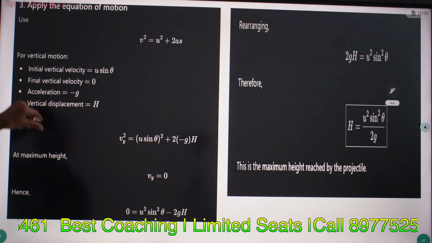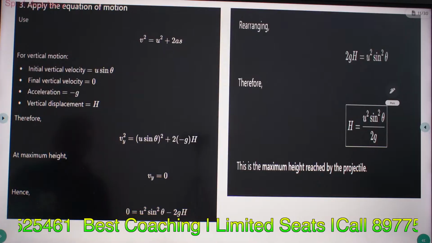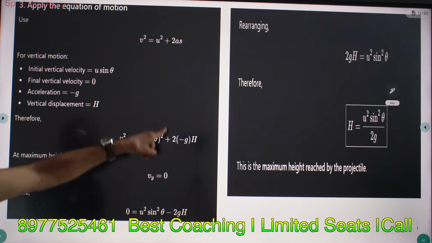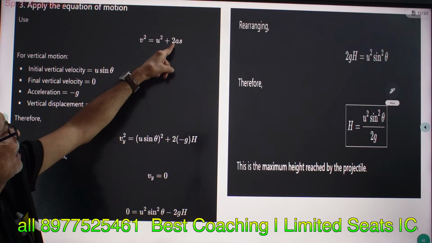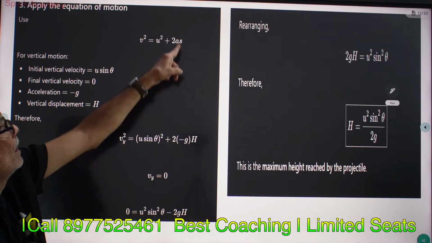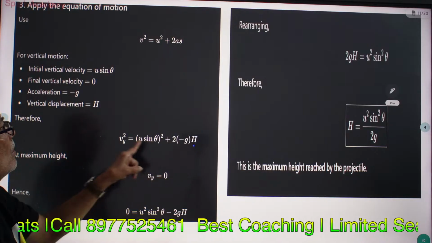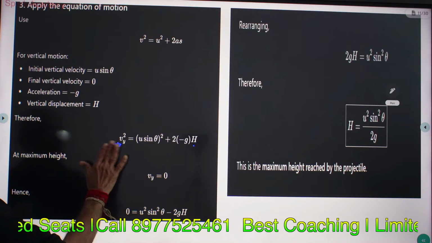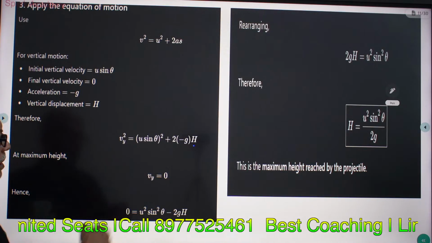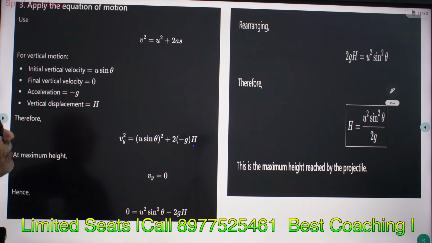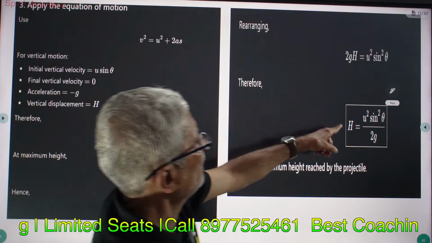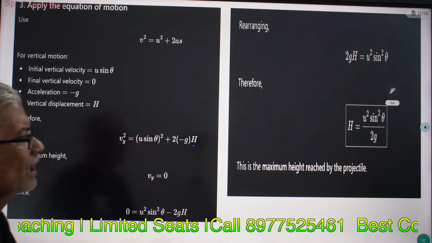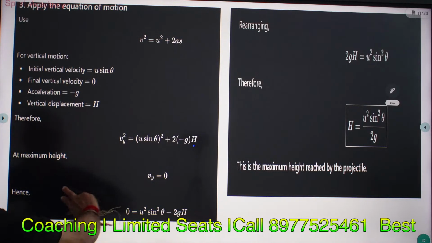So here if you put all this into this equation, the initial velocity is u sin theta, whole square, plus 2 into acceleration, which is minus g, into s, which is the maximum height. Here Vy will be equal to 0 because at the maximum height the velocity is 0. So 0 is equal to this. If you simplify, you will get h is equal to u square sin square theta by 2g. This is the maximum height reached by the projectile.